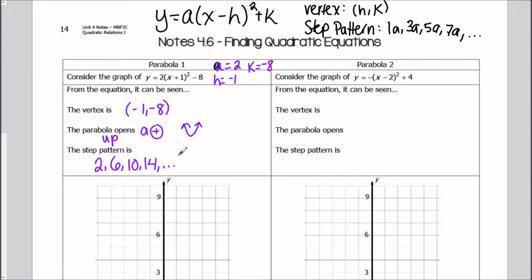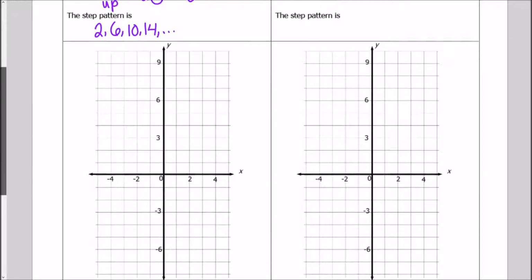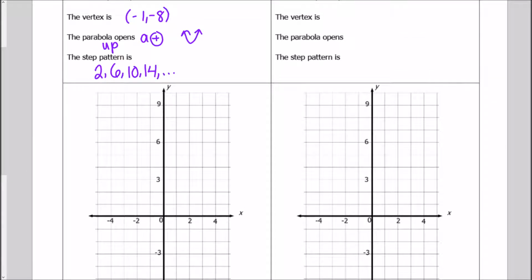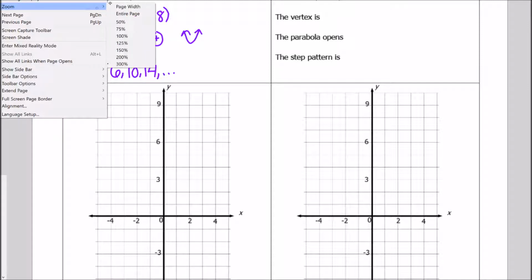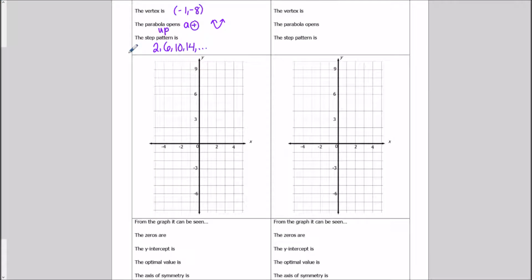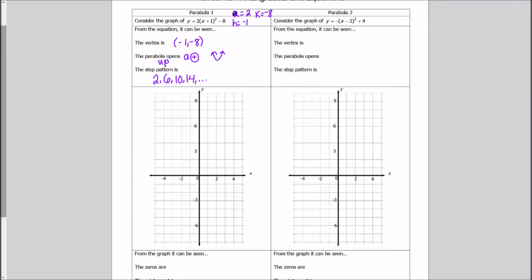Okay, so now that we've done all of that stuff, we can go ahead and graph out all of the information that we have here. So I'm just going to change the zoom a tiny bit so we can graph out all this information that we have.